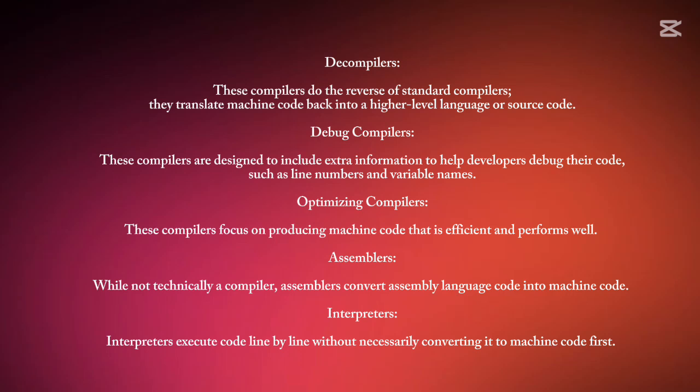Debug compilers. These compilers are designed to include extra information to help developers debug their code, such as line numbers and variable names. Optimizing compilers. These compilers focus on producing machine code that is efficient and performs well. Assemblers. While not technically a compiler, assemblers convert assembly language code into machine code. Interpreters. Interpreters execute code line by line without necessarily converting it to machine code first.